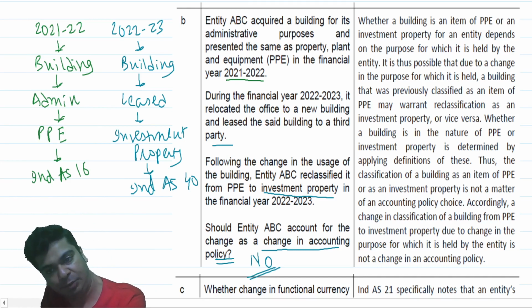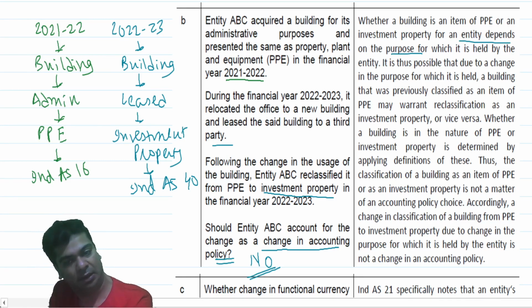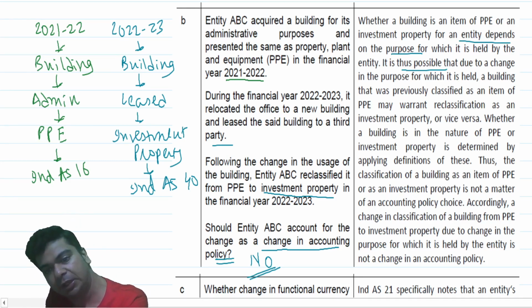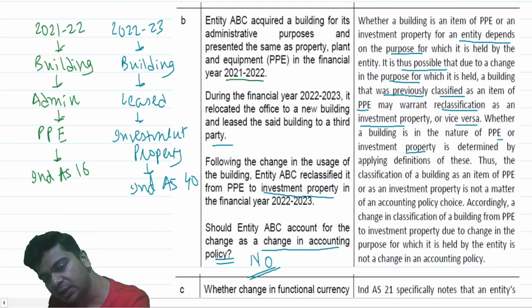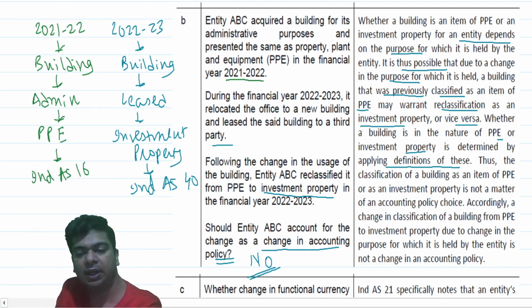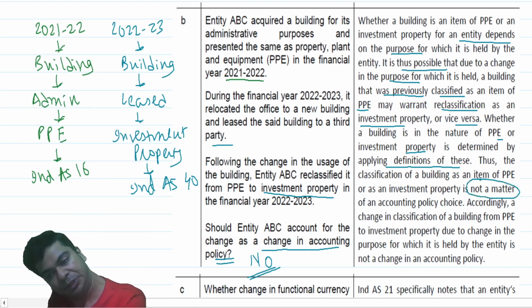Whether a building is an item of PP or an investment property for an entity depends on the purpose for which it is held by the entity. It is thus possible that due to a change in the purpose for which it is held, a building that was previously classified as PPE may warrant reclassification as an investment property or vice versa. Whether the building is in the nature of PP or investment property is determined by applying the definitions of these. Thus, the classification of a building as an item of PP or as an investment property is, here is the answer, not a matter of an accounting policy choice.